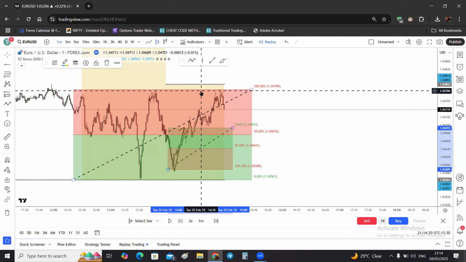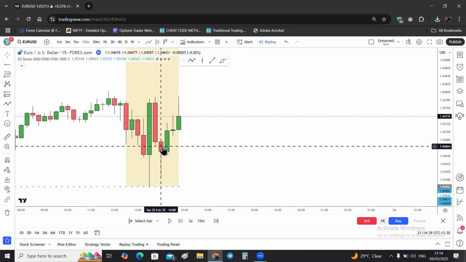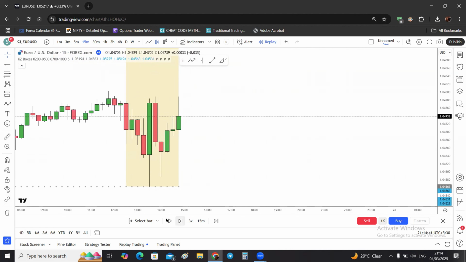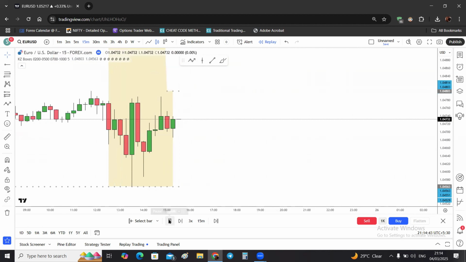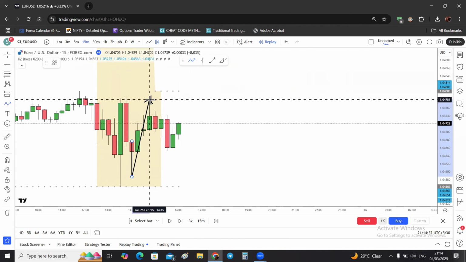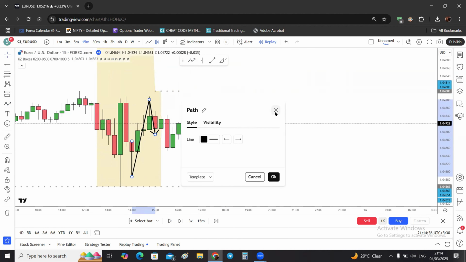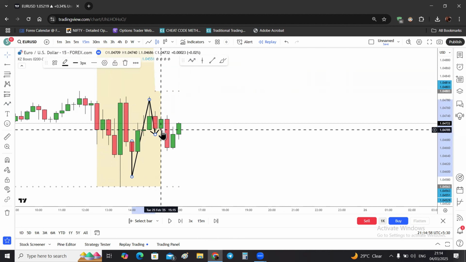So what do we do? We again come to the 15 minutes chart, identify a clear range, and that is how we start our analysis from the beginning. So now when we come to the 15 minutes chart, we have a bullish engulfing pattern. We are waiting for a bearish engulfing pattern. At this point, we have a bullish engulfing pattern and a bearish engulfing pattern. When this candle closes, our analysis starts from the 15.